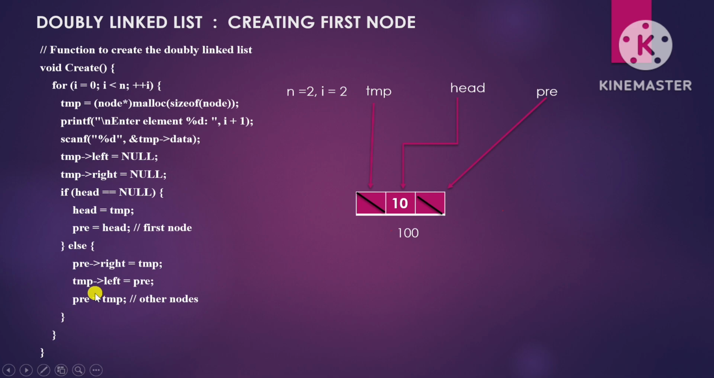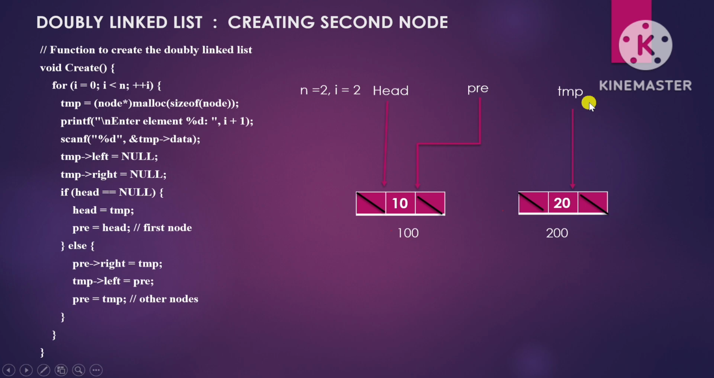So when i equal to 2, I am going to create this second node. The second time, head is not equal to null, so this if part will not be executed, the else part will execute. In the else part, the second time I am going to have the temp, that is 200, a second memory location or random memory location. In computer memory, we will not be getting this 100, 200. For our understanding, we have this 100 and 200. We may have a different memory location.